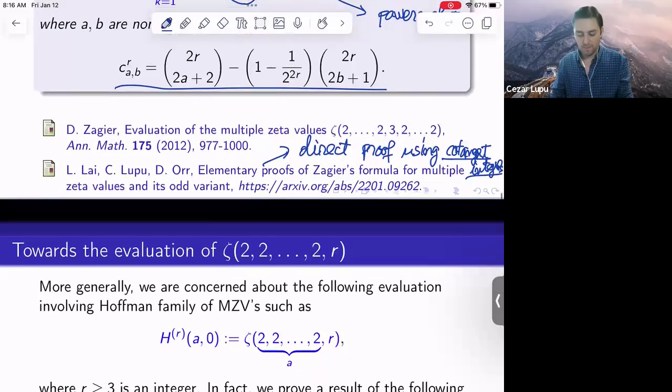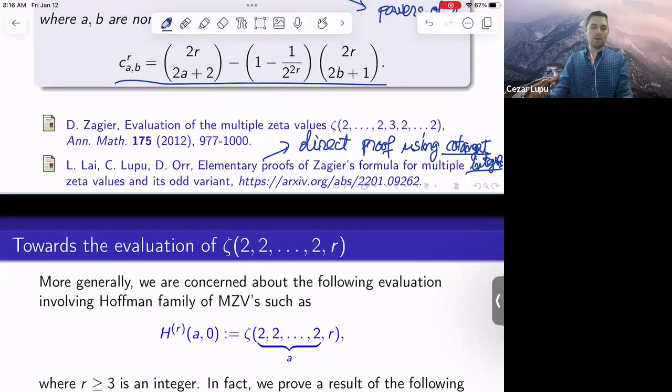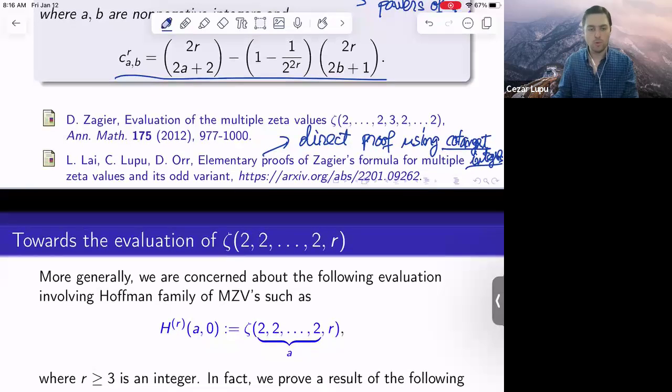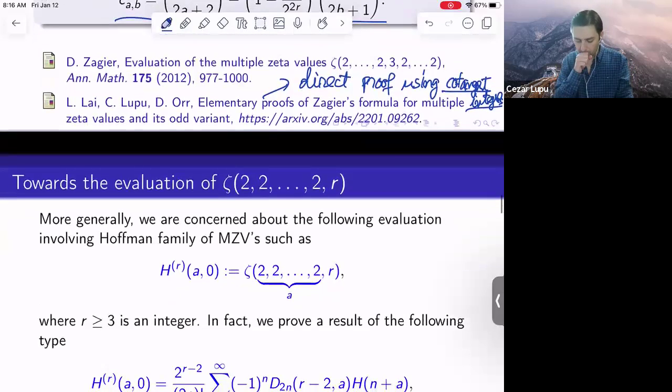And you will see. So more generally, we are concerned with the following evaluation involving the Hoffman family of MZVs. Let's denote this by H_R(a,0). Like I said, we have a copies of two, and we have an R there. R can be two, can be three, can be whatever positive integer. But for two, we already have the trivial family of Hoffman elements. So we're interested in R equals three, and so starting from three and on.